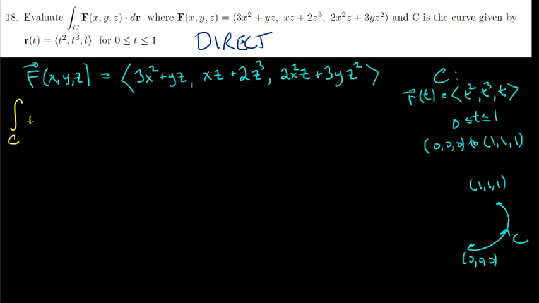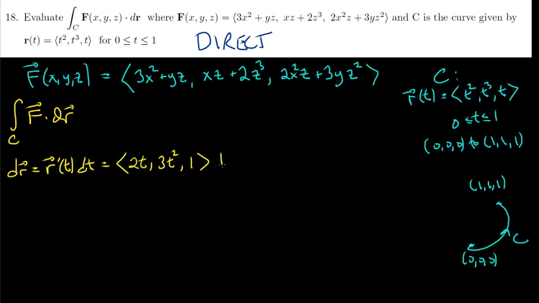We're doing the line integral of f dot dr. So we need f in terms of t, and, well, we need r prime, right? dr is just r prime dt. This shouldn't be hard, right? This is 2t, 3t squared, and 1 times dt. Okay. The next part is to write f as a function of t.